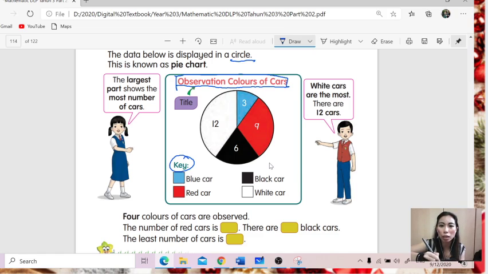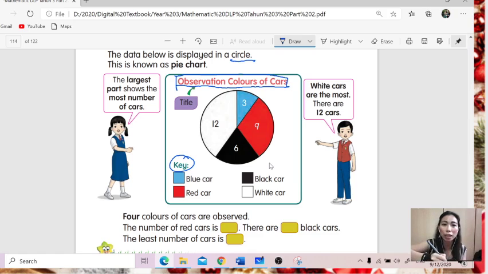So depends on the amount of car, you will also have to draw how big is your piece of pie. Okay, so like in example, blue car is just a 3, the number is 3 cars only. So maybe you should not draw the portion so that big. So white car has the big number, so it needs to get the big portion.